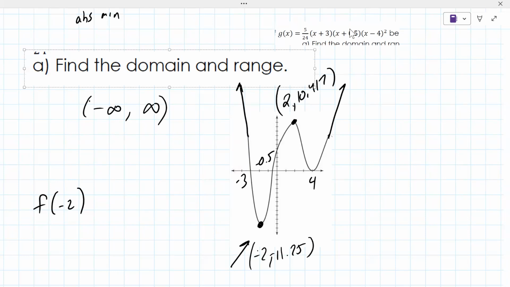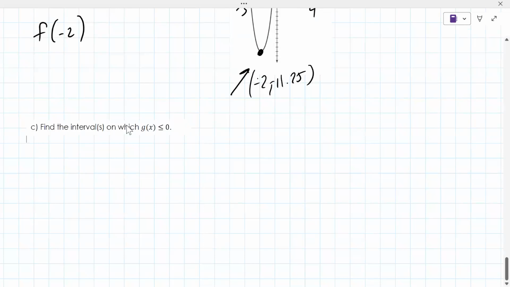So the interval would be from -3, including -3, to -0.5, including -0.5. Is that good? Yep. Make sure you use bracket notation for it. The interval on which g of x is greater than 0 and increasing, so that's the increasing.